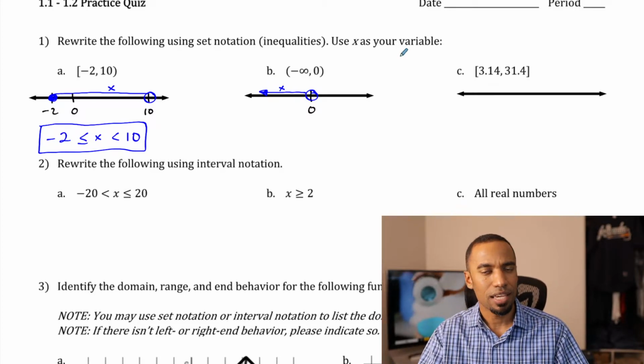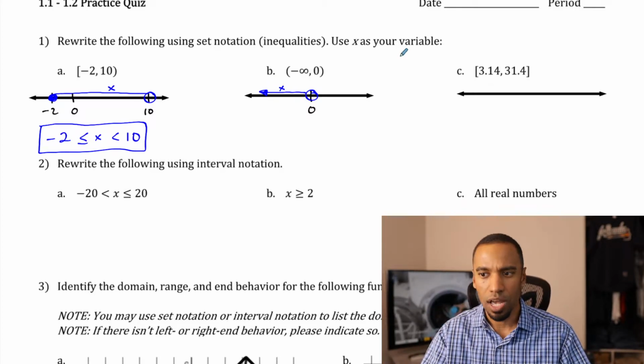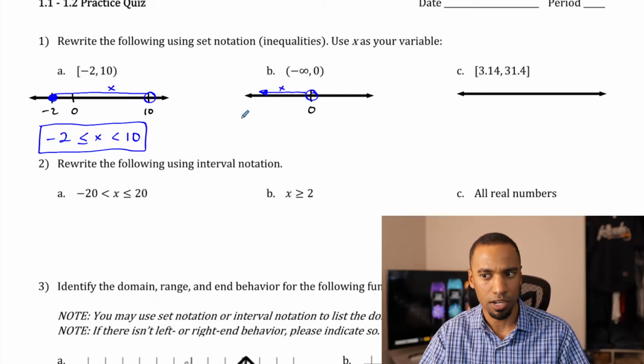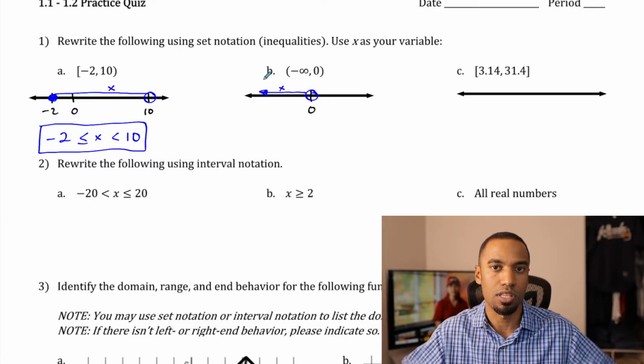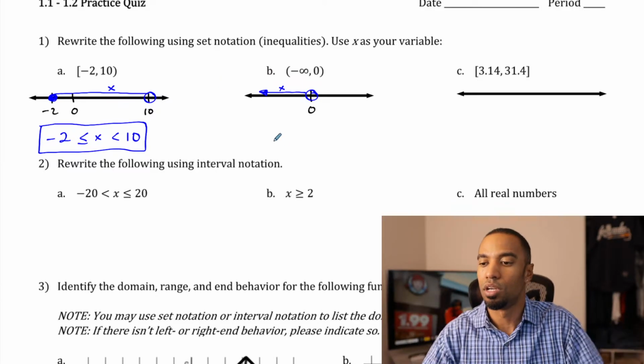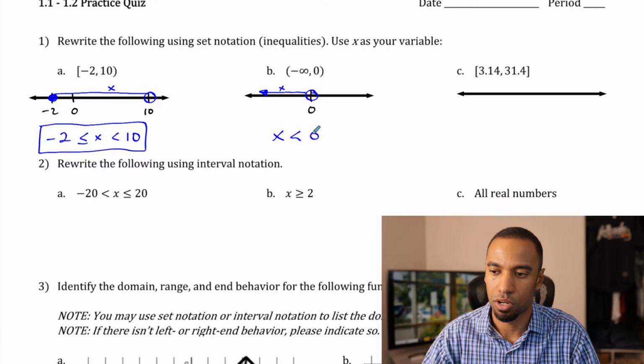How do we say this as an inequality? It's not a compound inequality. We don't need to use infinity or -infinity on it. We just compare x to it. X is any number that's less than 0. X is any negative number. So we just say, hey, x is less than 0. That's it.